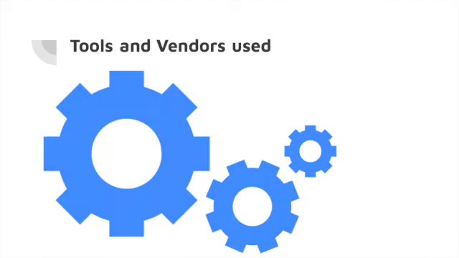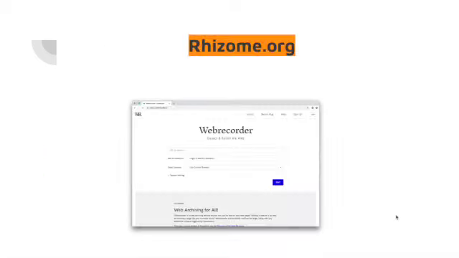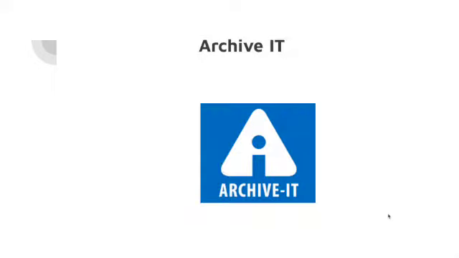Next, I will explore vendors and tools used. Rhizome was the only vendor that I could find, and they created Webrecorder. Another tool is Archive-It, and I could not find their vendor, unfortunately. The Internet Archive uses Archive-It, and the Smithsonian uses Webrecorder plus Archive-It.